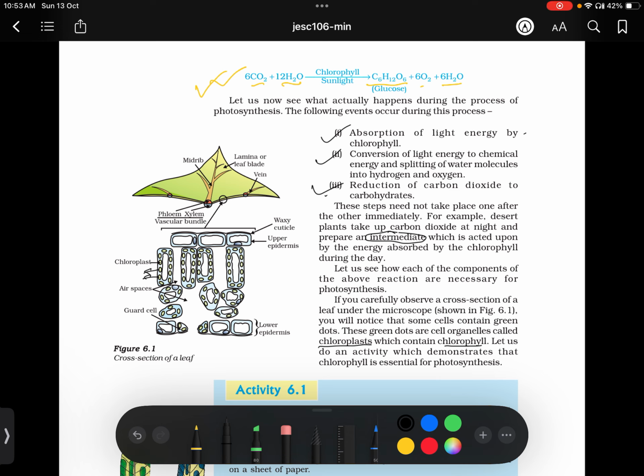Now let's understand this chloroplast and chlorophyll. Here the green dots, they are saying these are the chloroplasts. In your class 9 biology, you have already seen this cross section of a leaf, right? Where xylem, phloem, etc. have been mentioned, right? You will remember this, I guess. And now let's understand this.